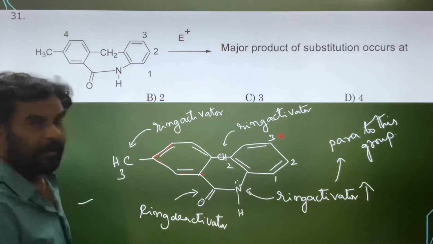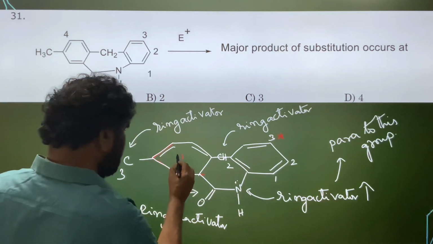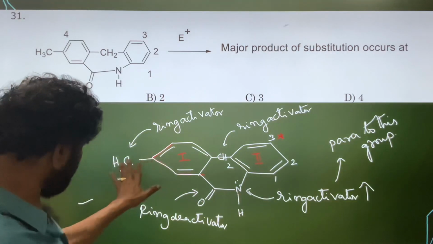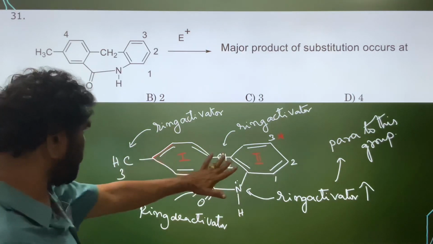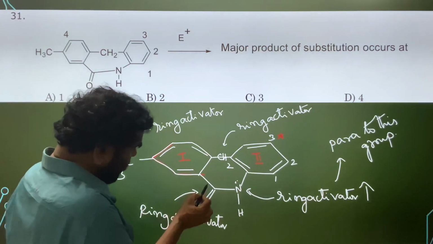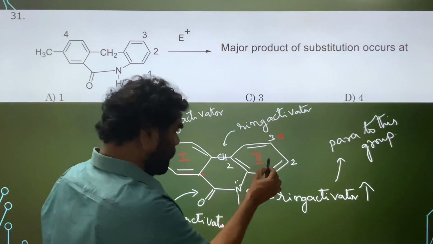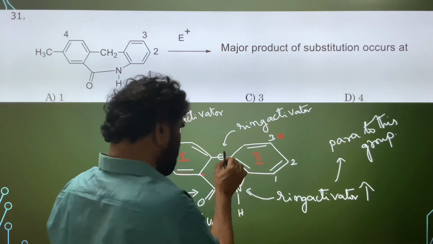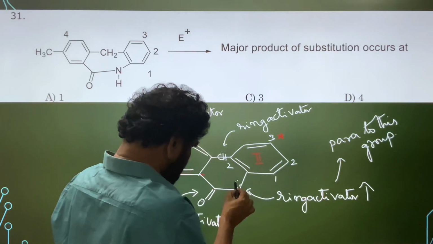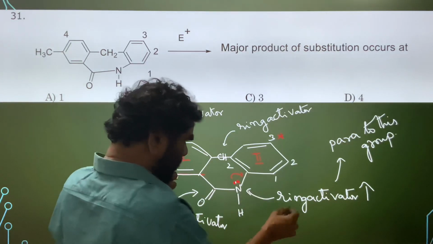The next one is a compound given here. If you take this as ring 1 and this as ring 2, on this methyl group there is hyperconjugation, a ring activator. But this C double bond O NH is a ring deactivator in terms of the first ring. In terms of the second ring, it is a ring activator. The alkyl group is a ring activator, whereas this is the amide nitrogen, where a lone pair is present. This is a ring activator.